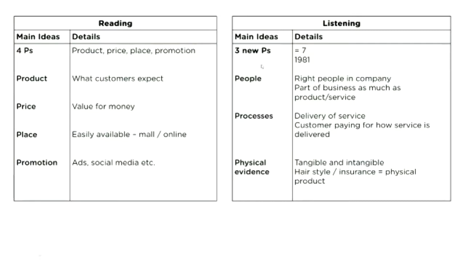Now with the listening, what did it do? It introduced 3 new Ps to total 7, and that happened in 1981. The 3 new Ps were people, processes, and physical evidence. People was related to the right people in the company, employees, which are part of the business. Processes were related to delivery of service. And physical evidence is related to tangible and intangible services and products. For example, a hairstyle or insurance.